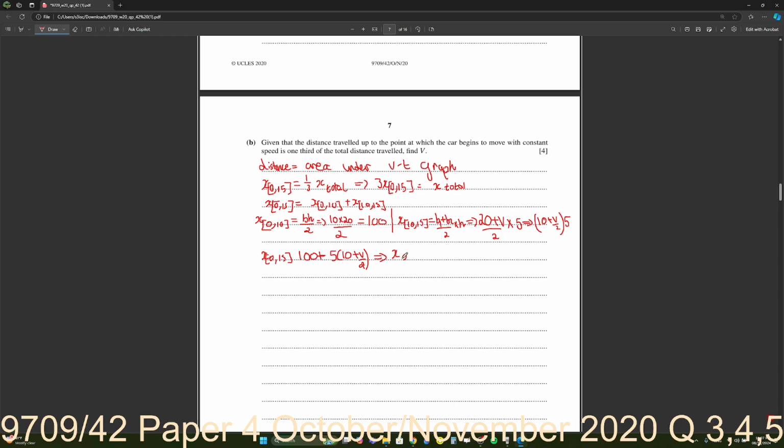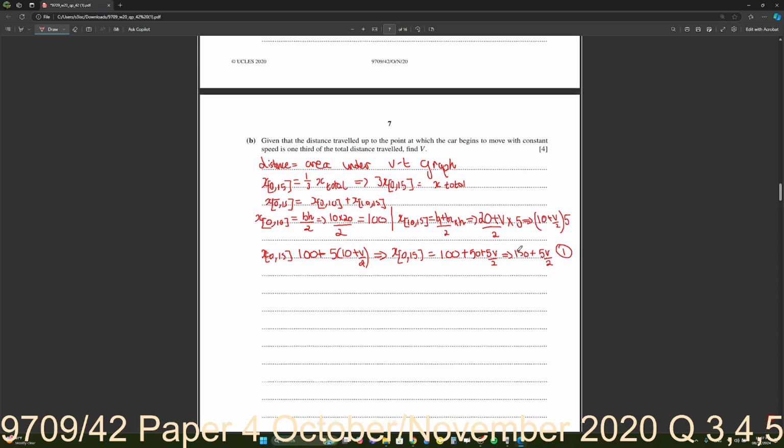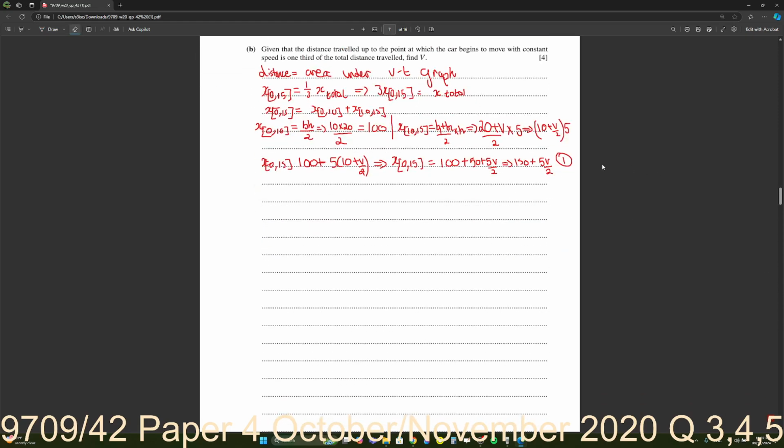So x 0 to 15 is going to be equal to 100 plus 50 plus 5v over 2. So you're going to get 150 plus 5v over 2. This is x 0 to 15. You're going to need this. I'm just going to put it in a box.